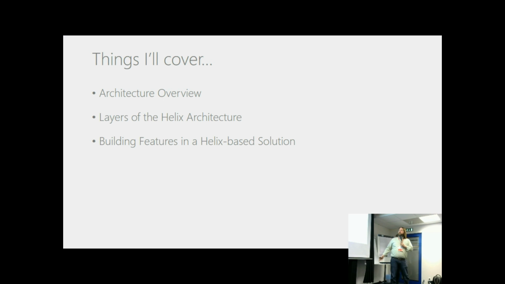So just want to talk about, real quick, the few things that we'll talk about today. We're going to talk just an overview about software architecture in general. Then we're going to talk about the layers of Helix and how that helps to support that architecture. And then we'll talk about how we actually start building features and using some of these principles inside a Helix-based solution.